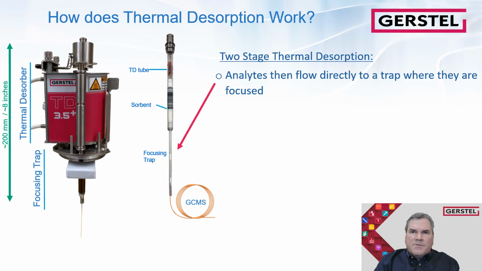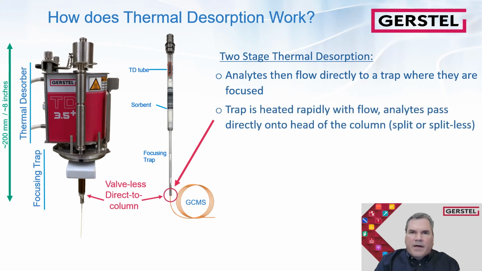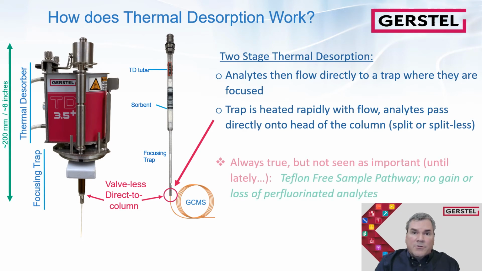The focusing trap's necessary because we need to use a high flow to get things off that TD tube, but we need a relatively low flow for GCMS. So we blow things off the tube and recapture them on this focusing trap where they're gathered for later injection. That's done simply by reheating that trap, in this case very rapidly with flow, and the analytes pass directly on the head of the column.